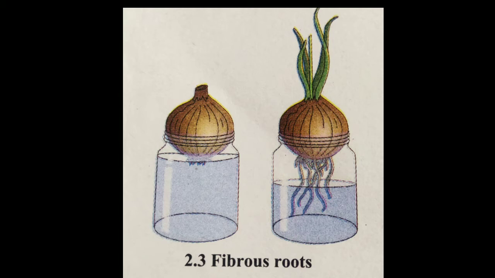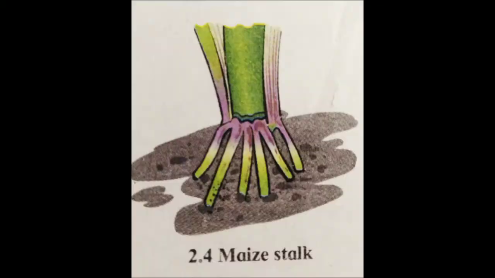Thread-like or fiber-like roots arising from the stem are called fibrous roots. Thus, there are two main types of roots: tap roots and fibrous roots. See this picture. Plants like maize and sugarcane have two types of roots. Some roots are underground, whereas some grow from the stem just above the soil.